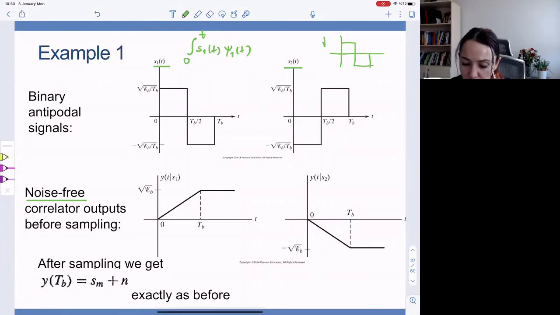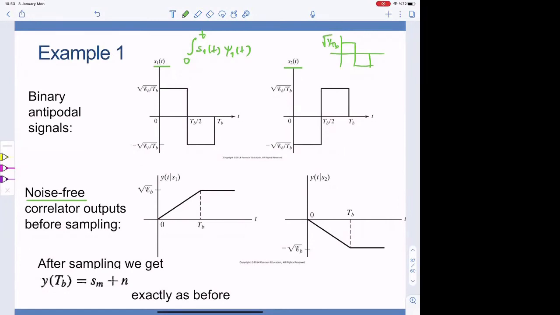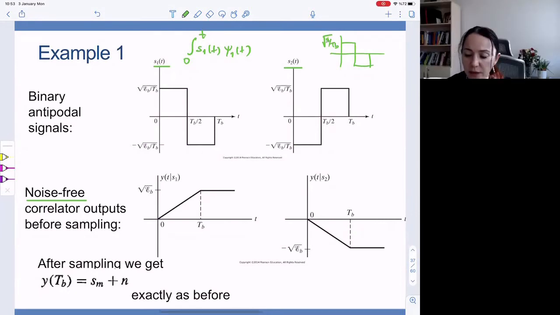Square root of 1 over TB. Let's see. And when we multiply... Hocam kök 2 bölü TB olmayacak mı? 2 over TB, you may be right. Yes, you're right. Square root of 2 over TB.